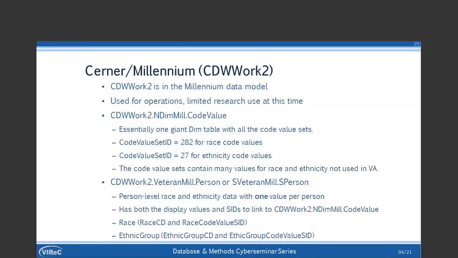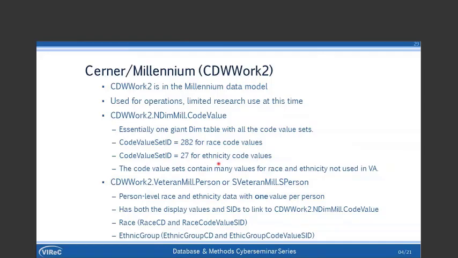So the CDW Work 2 contains the data that we're getting, the Millennium data, in the Millennium data model. Right now, it's predominantly used for operations, and there's limited research use at this point in time. There is an equivalent of a DIM table in CDW Work 2. This is in dimmil.code value. Unlike the CDW Work DIM files, where you have essentially a separate DIM file for each construct, this is essentially one giant DIM table that has code value sets for everything in that table.